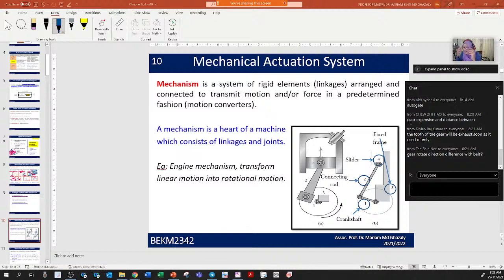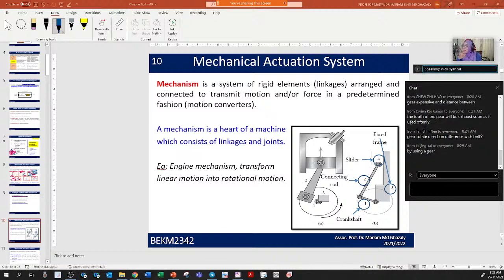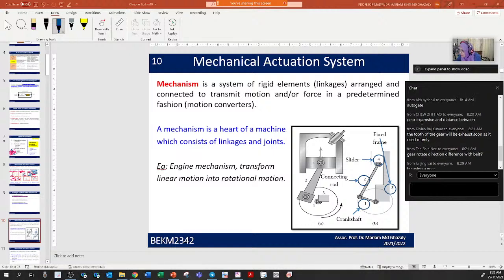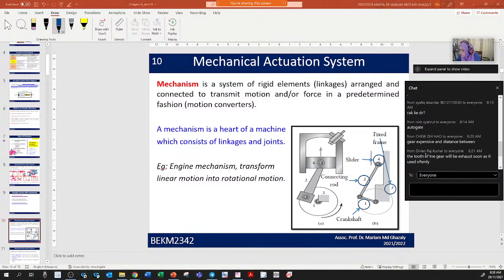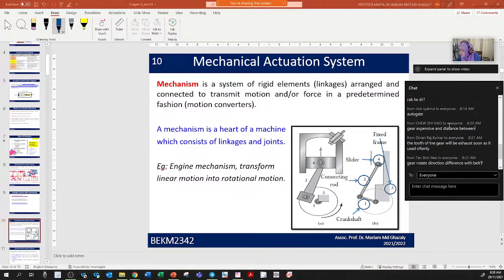Have you really thought about it? How does it move? By using gear, okay. Louis, by using gear. Oh, sorry, some of you answered in the chat. I didn't notice that, so I just read through first. Chu just now actually answered correctly, about the gear.